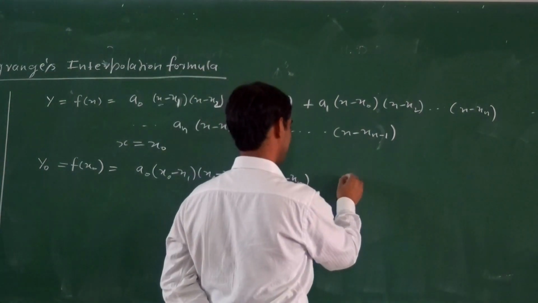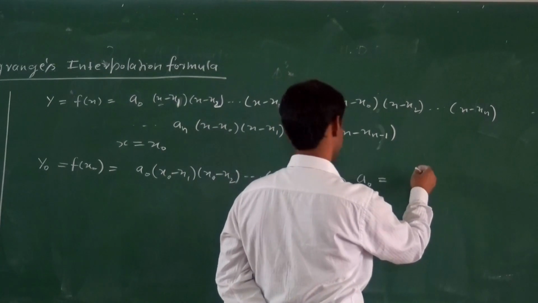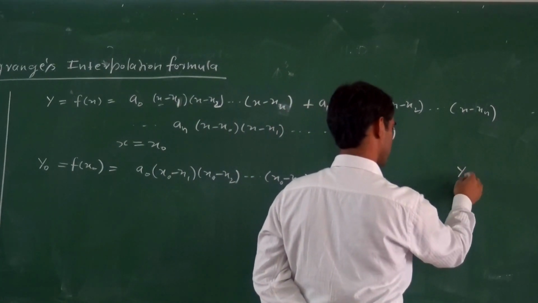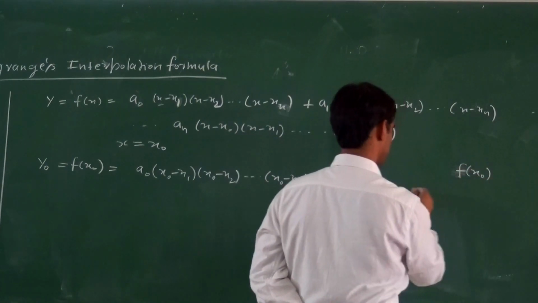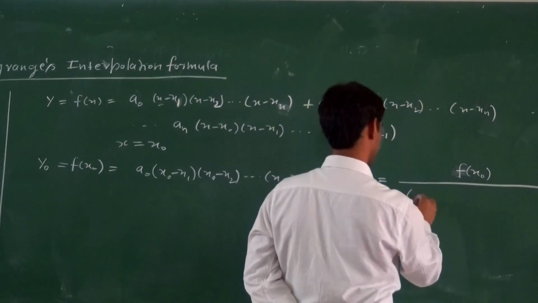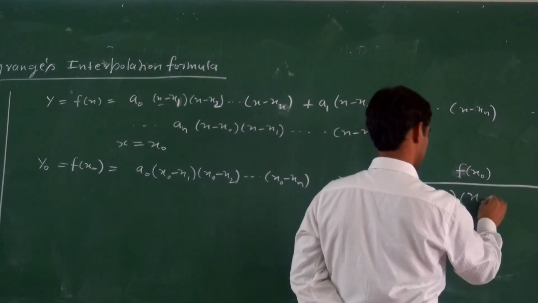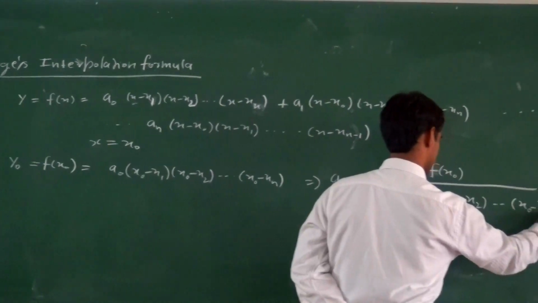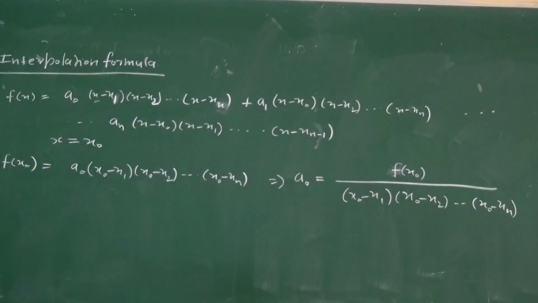So the value of a0 becomes y0, or f of x0, divided by x0 minus x1, x0 minus x2, up to x0 minus xn. This is the value of a0.